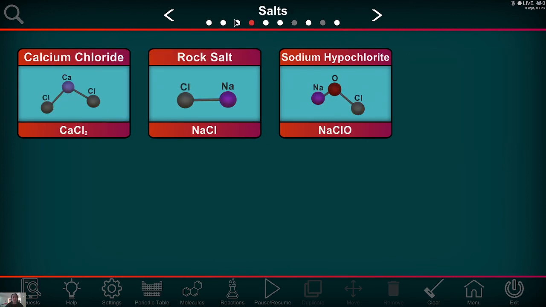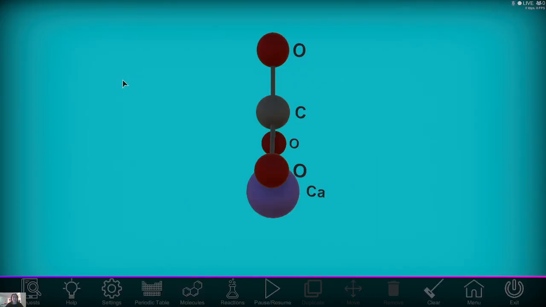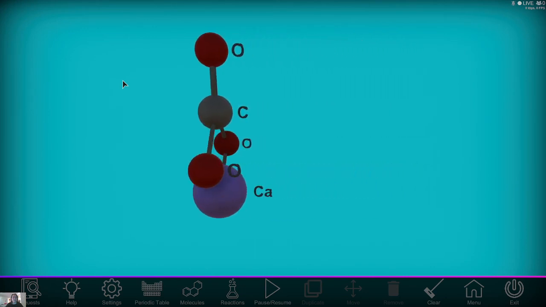Neutralization reaction. How do I neutralize it?